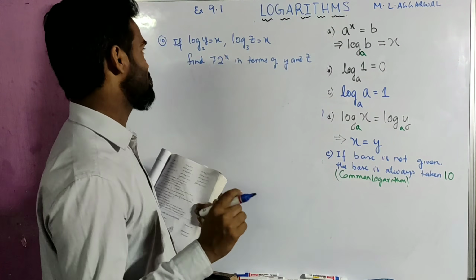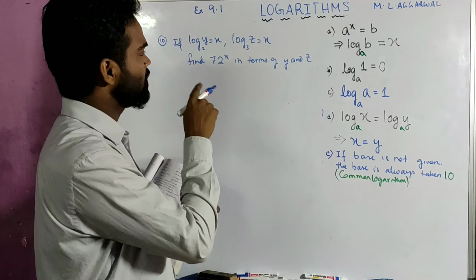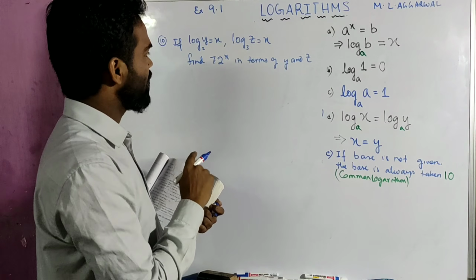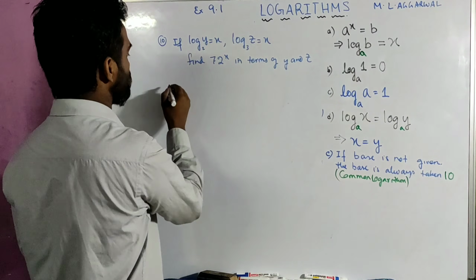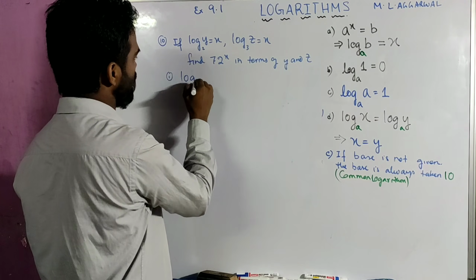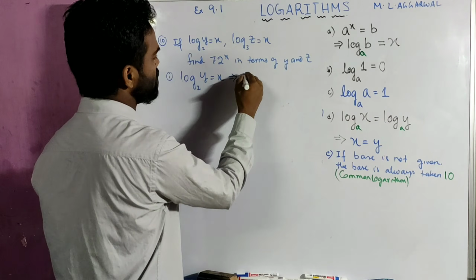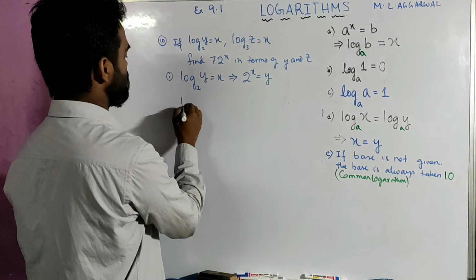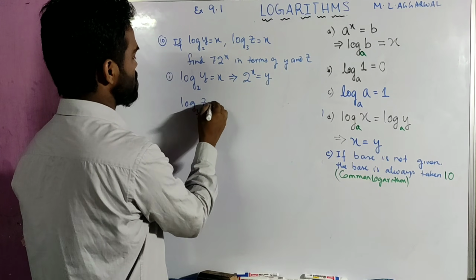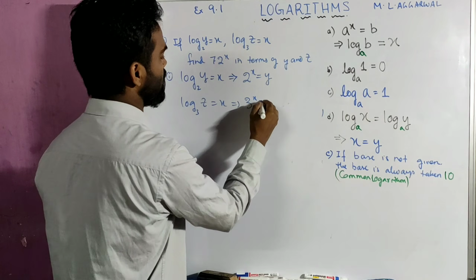Now look at sum number 10. Log y they have given as x, base is 2. Log z to base 3 is x. Find 72 to the power x in terms of y and z. From the first one, log of y base 2 is x. Can I write 2 to the power x equals y? Similarly over here, log z base 3 is x. So can I write 3 to the power x equals z?